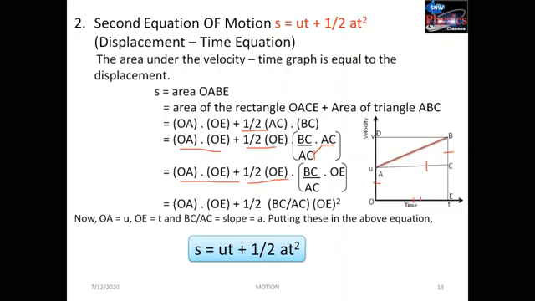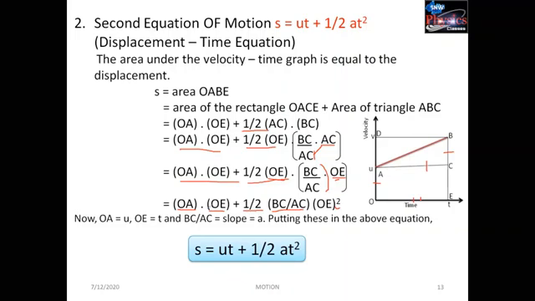अब यहाँ पे हम लोगों ने क्या चेंज देखा, वी कैन राइट AC एज OE, AC को हम लोग OE लिख सकते हैं, ओके. नाउ वी गेट S equal to OA into OE plus 1/2 BC by AC, here we have written BC by AC into this OE multiplied by this OE, we get OE square, ठीक है, we get OE square.